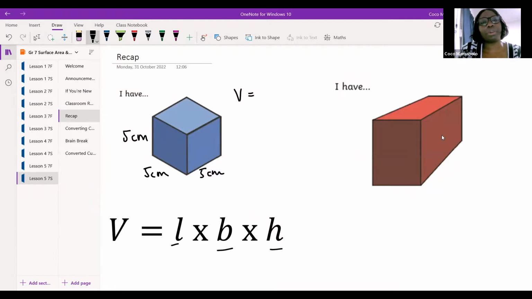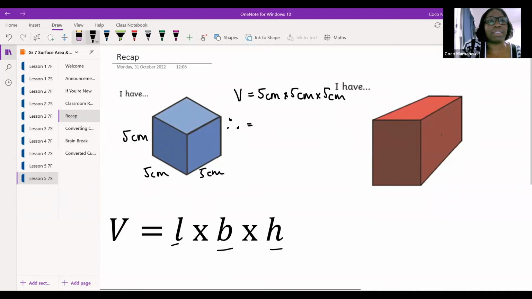So when I calculate, I'm going to go 5 centimeters multiplied by 5 centimeters multiplied by 5 centimeters. Therefore, my volume is going to be equal to, please everybody pop your answer in the chat. What is 5 times 5 times 5? Volume is equal to.